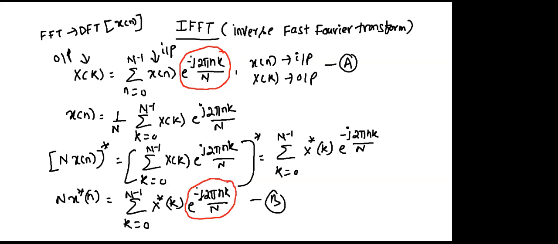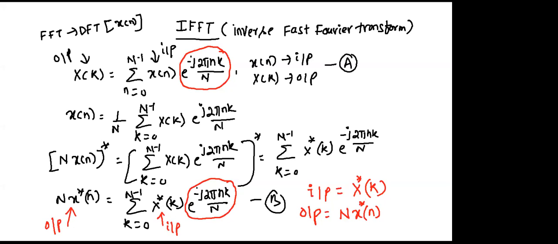So in case of equation B, what is the input? Can you please tell me? Very good. Input is X conjugate k, and what is the output? N multiplied by x conjugate n. Yes or not? See, this is your output and this is your input.